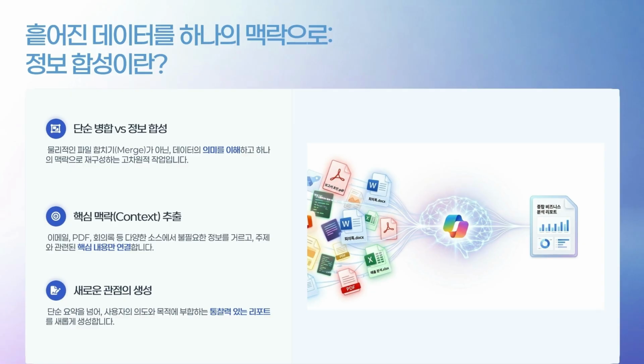If you look at the screen, you can see messy data on the left side turning into a clean report on the right as it passes through Copilot. This isn't just automation, it's intelligent restructuring that makes your work much easier.